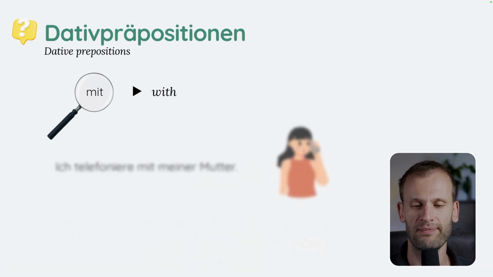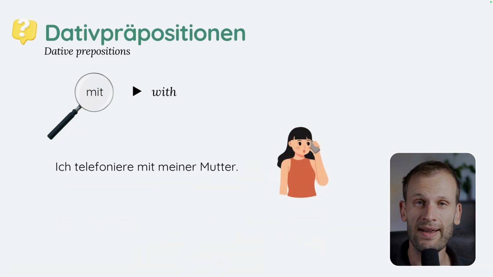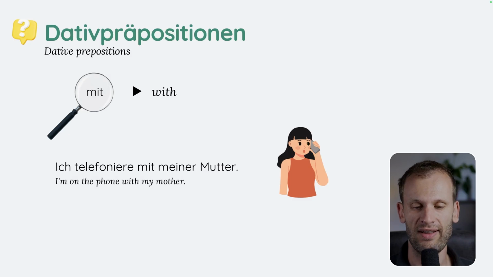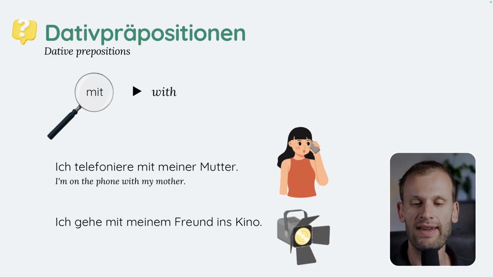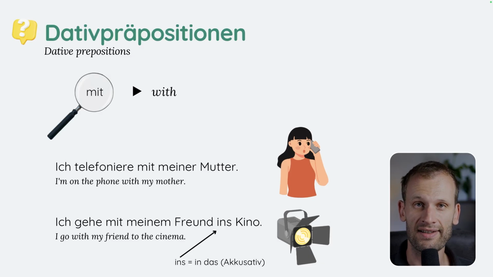More on this later. Ich telefoniere mit meiner Mutter. I'm on the phone with my mother. Ich gehe mit meinem Freund ins Kino. I go to the cinema with my friend. Again, we have a short form. Ins is short for in das. This time it's not dative. This time it's accusative. So that's for another day, for another video.